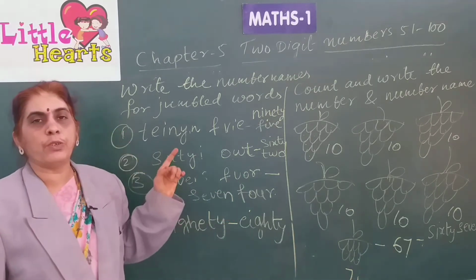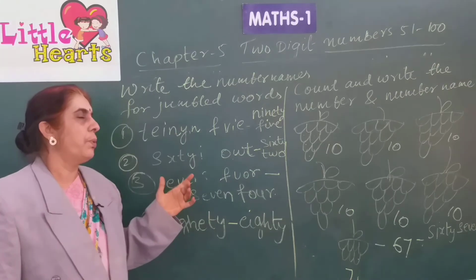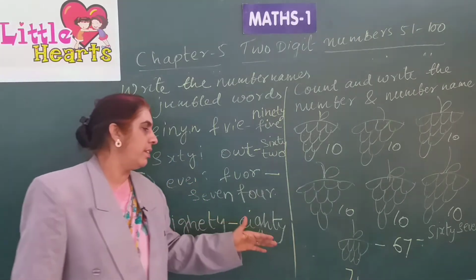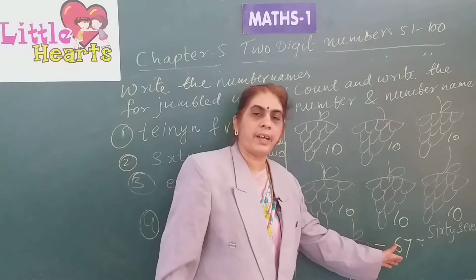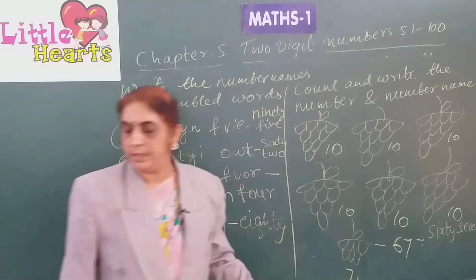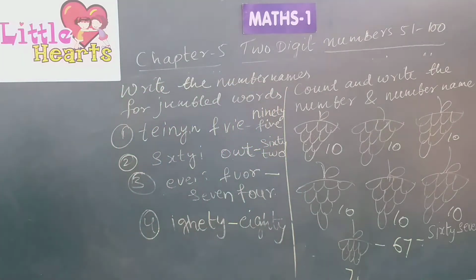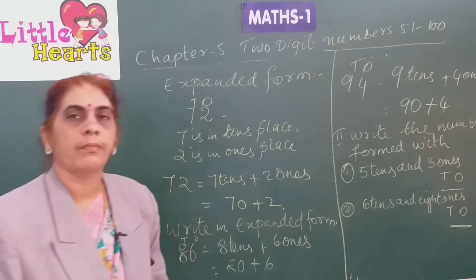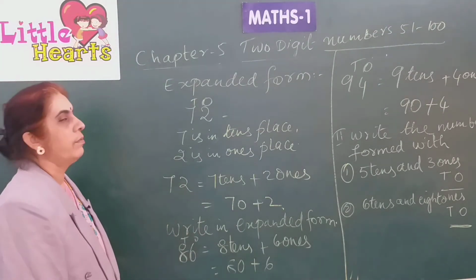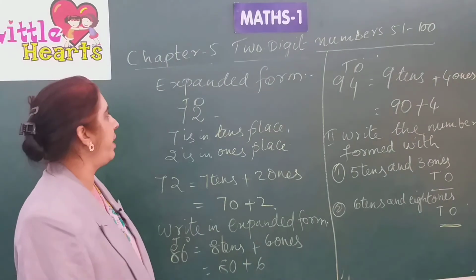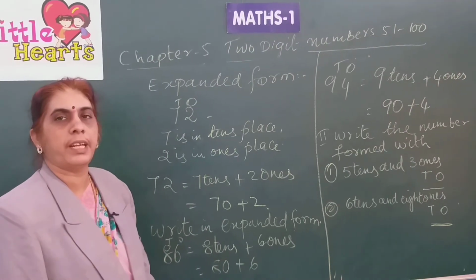In this way, if groups of 10 are given, you can add them to the remaining single digit number and write a 2-digit number. Yes, children, we shall learn how to write the expanded form of a 2-digit number.